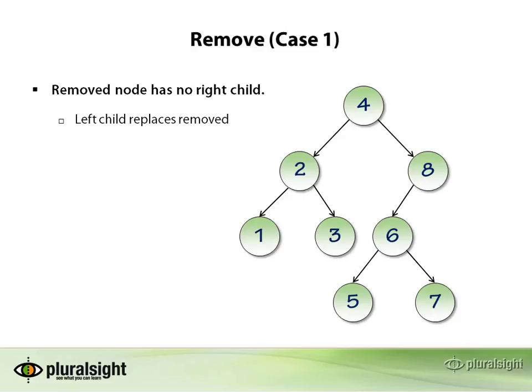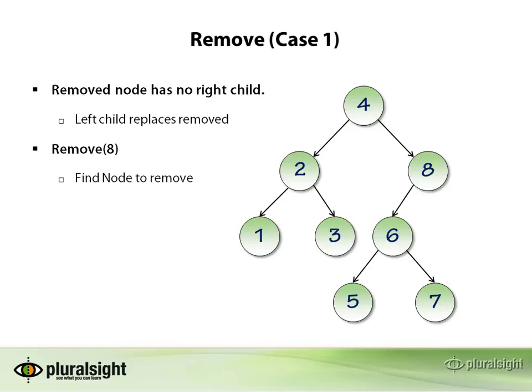The first case we're going to look at is where we're removing a node that has no right child. So if you look in the tree, there are several nodes here that have no children to the right. The 8 node has no right child, and the 1, 3, 5, and 7 nodes have no right child. So this case would apply to the removal of any of those nodes. We're going to look at the removal of 8 because it's the most interesting case.